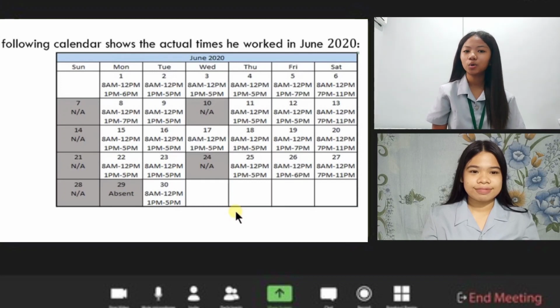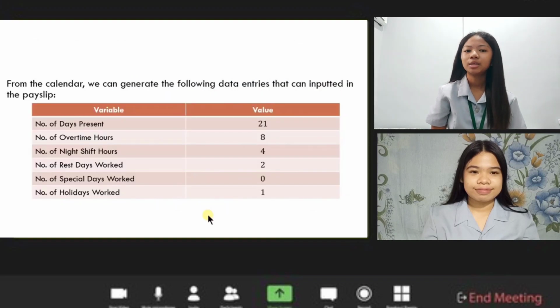We can see that he only worked for 20 regular days and he has 1 holiday work. And he has 2 special days work, or basically 2 rest days work. From that calendar, we can obtain the following number of days present, which is 20 days, but on a normal basis, there are 20 days of regular work. But he has 1 absence, so the reflected number is 21. Okay, great. So, the number of overtime hours is actually 8.